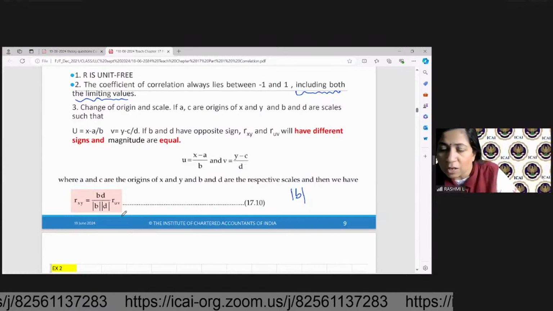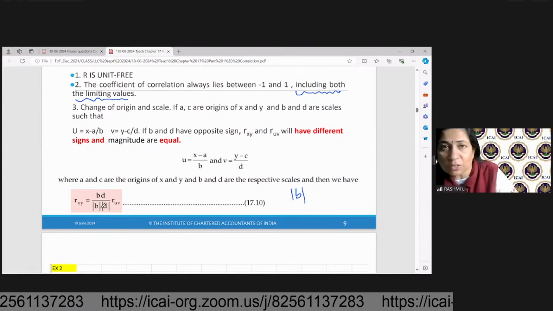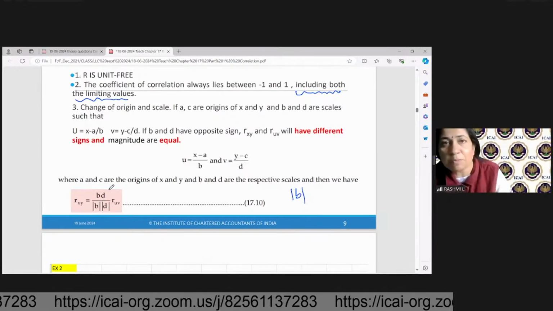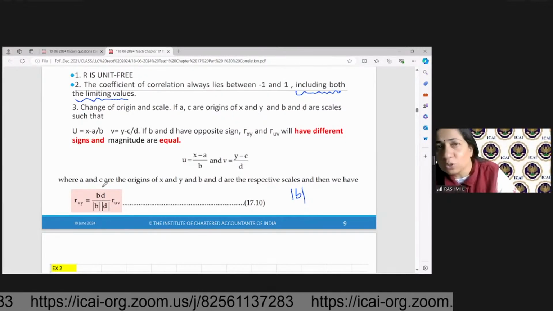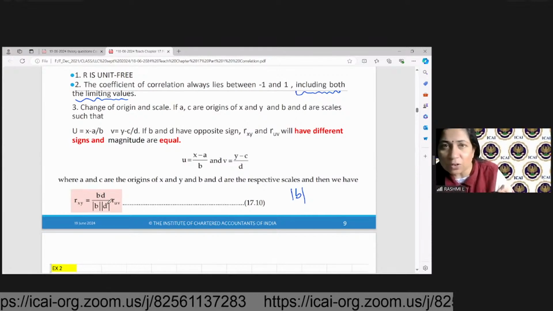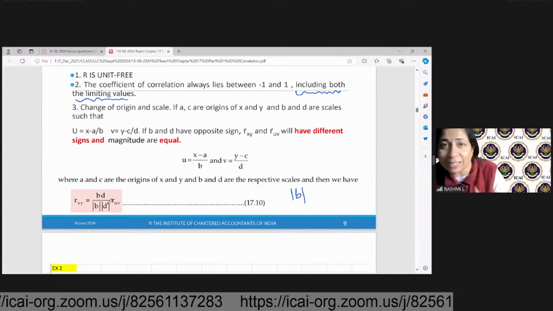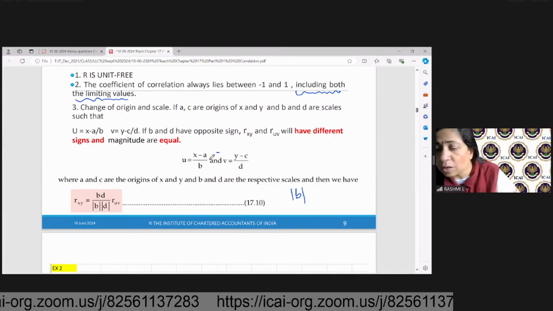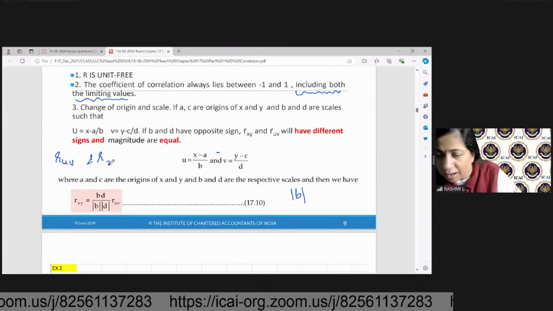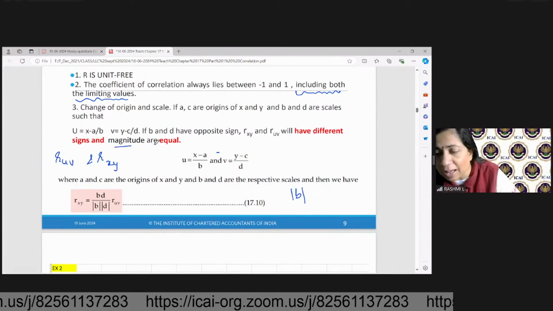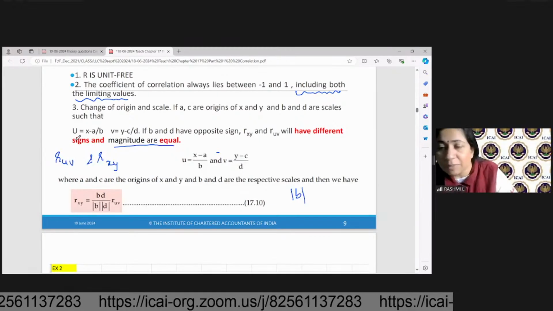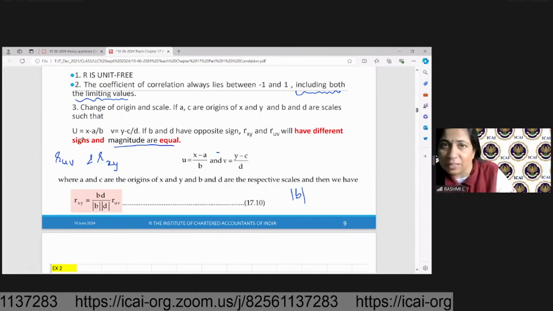So what happens here? In the denominator, you're getting positive. B and D may be positive or negative. So what this means is, BD upon mod B mod D, the magnitudes are going to cancel out. What is going to remain is the sign. RUV and RXY will have the same magnitude, but may have different signs.